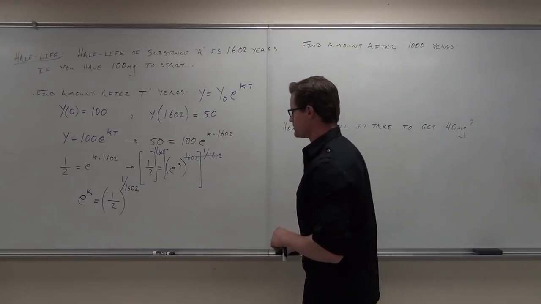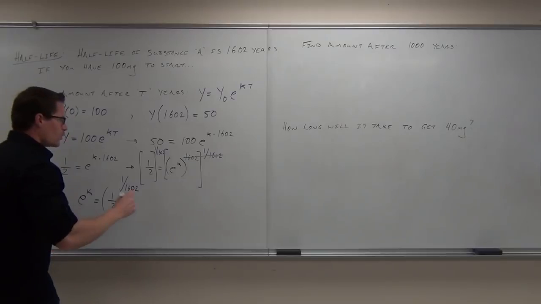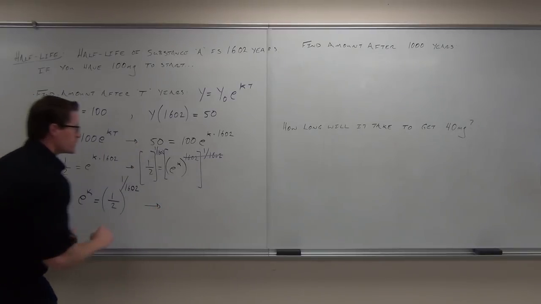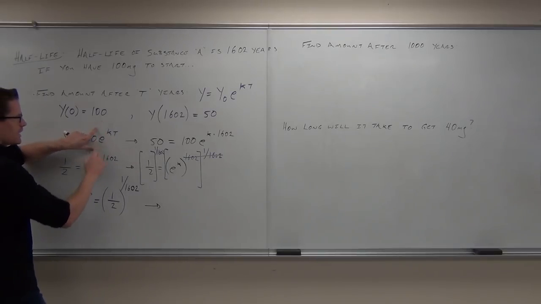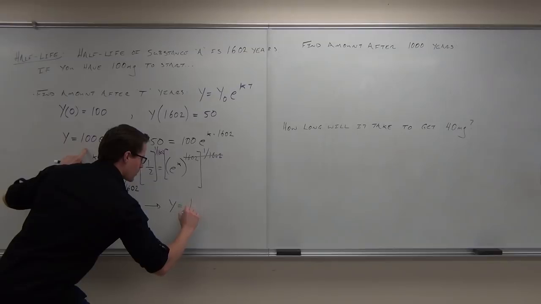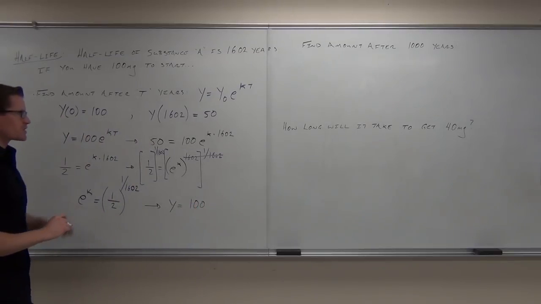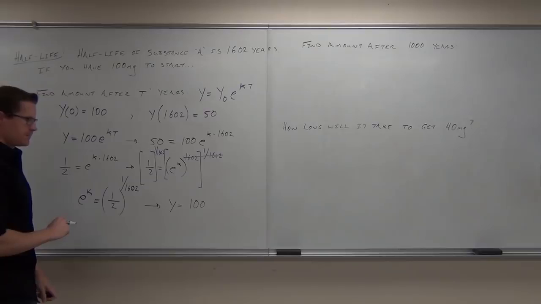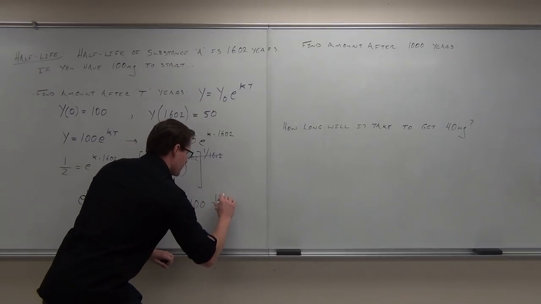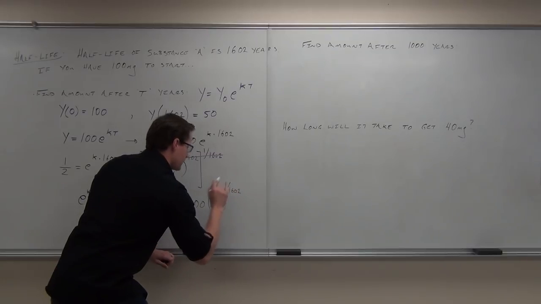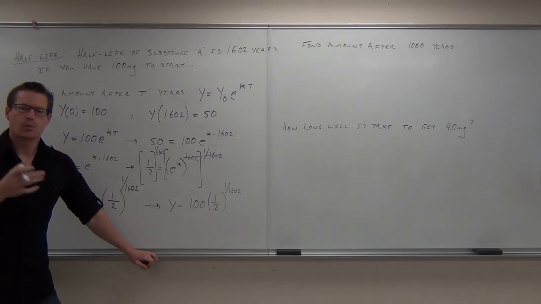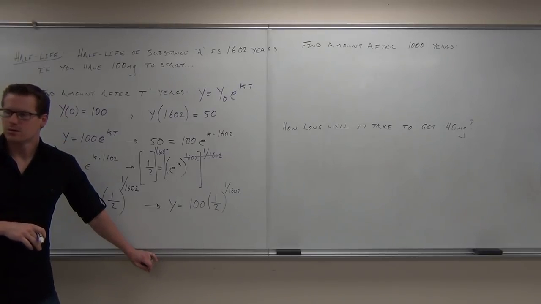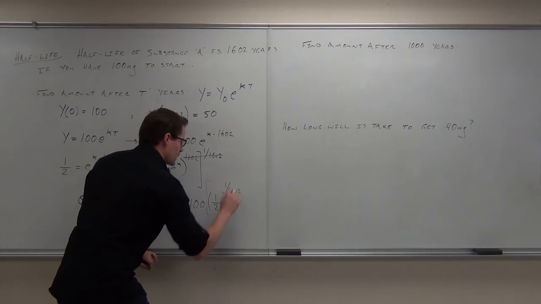Oh, don't want to erase that. Almost did. Well, now we can do our substitution. So when we do, notice that we want to change this thing, but we only want to change the e to the k. So we'll have y equals 100. How much does the e to the k become? 1/2 to the 1 over 1602 power. Is that it? Times t. Where's the t go? And the exponent.